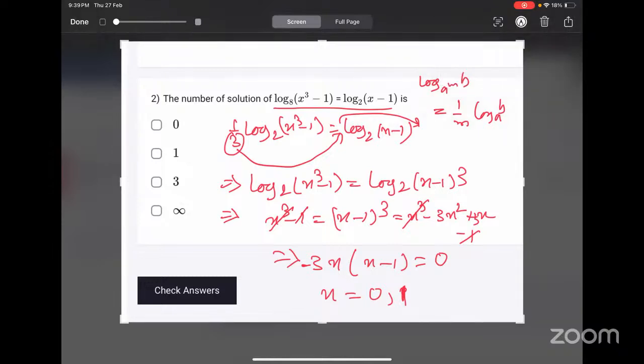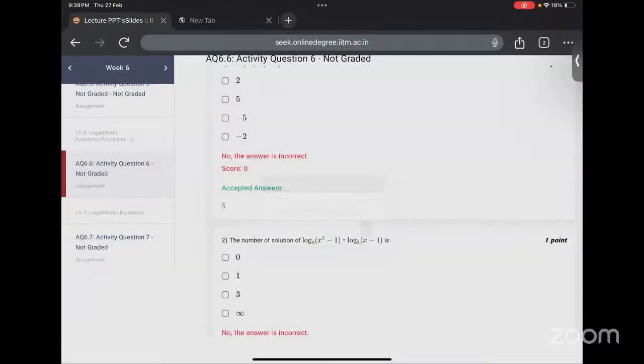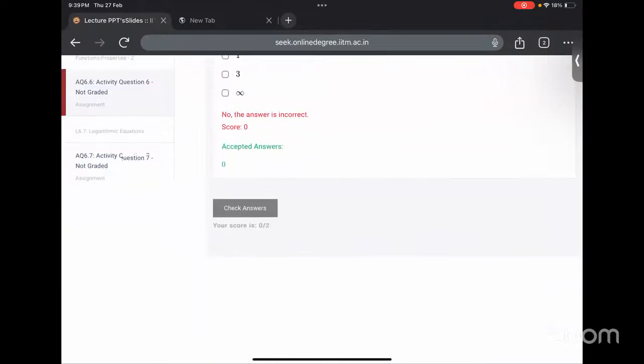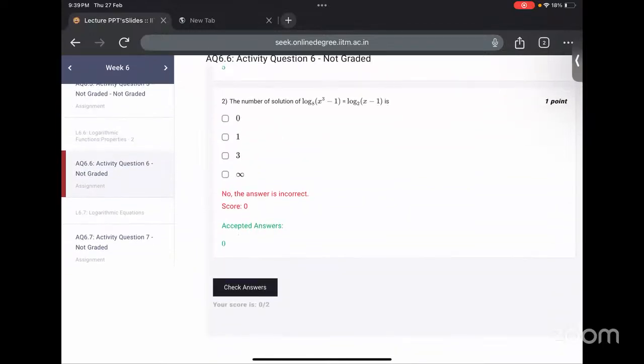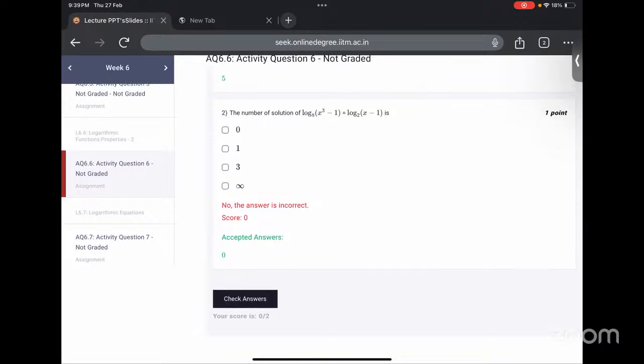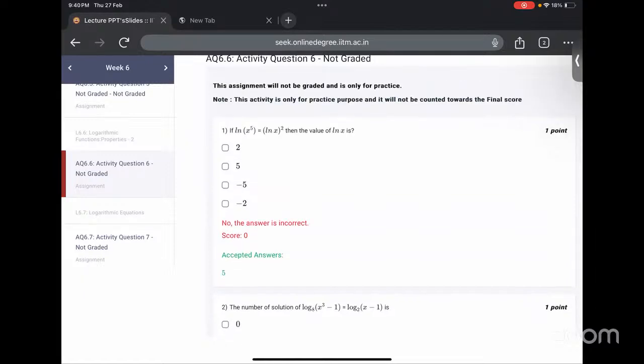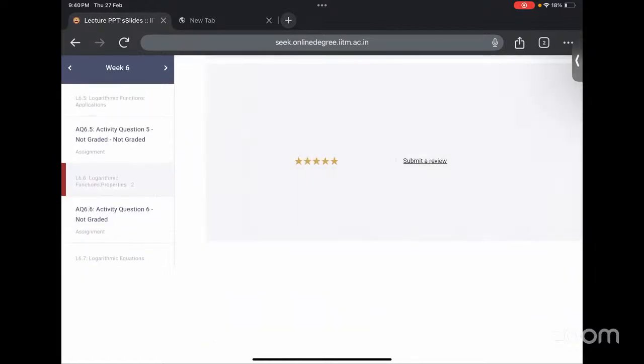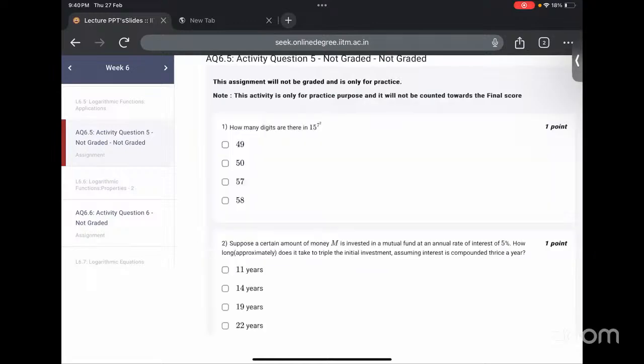Clear? Let us check the answer. Number of solutions is 0. Clear? Because no solution is satisfying the equation. We can't define the equation even. Any doubt? No, ma'am. Got it, right?